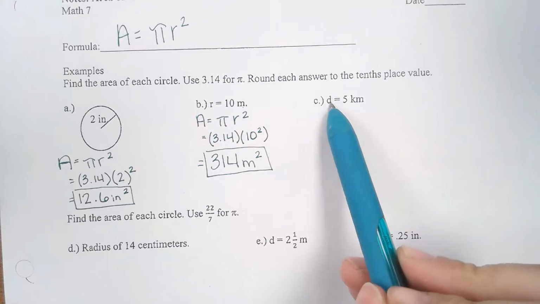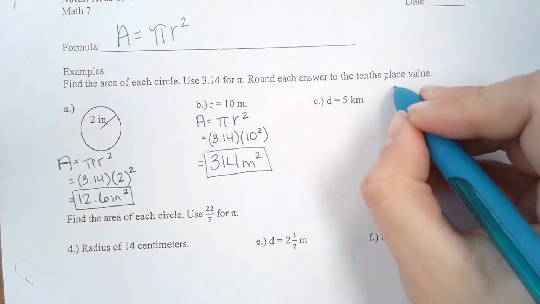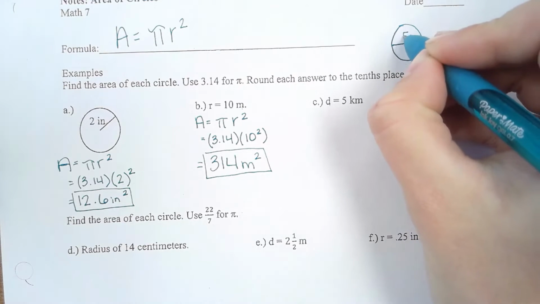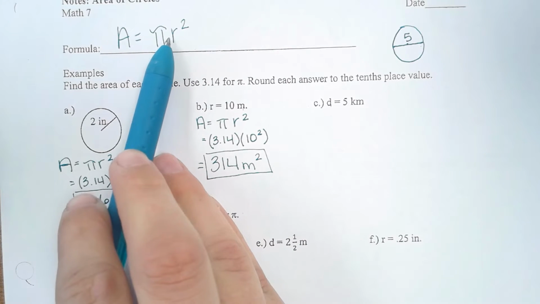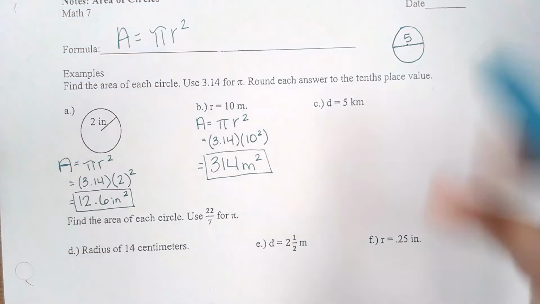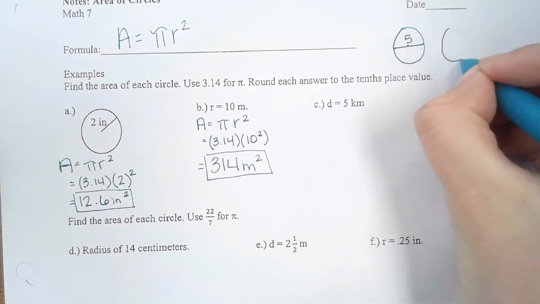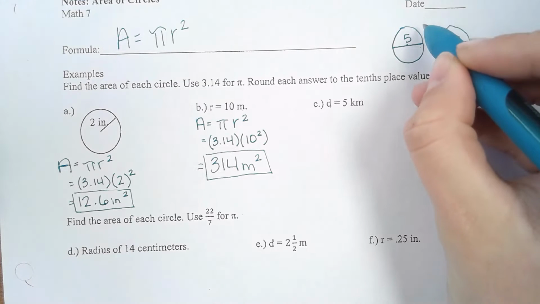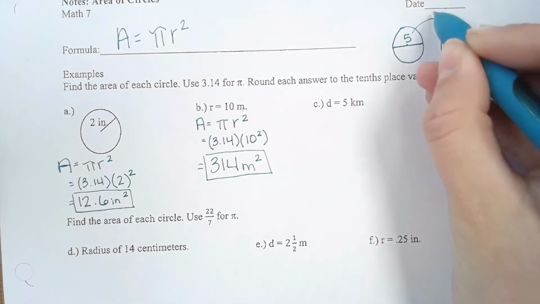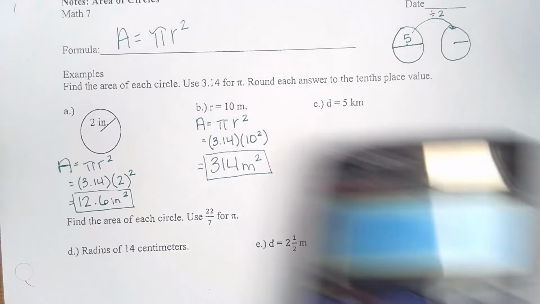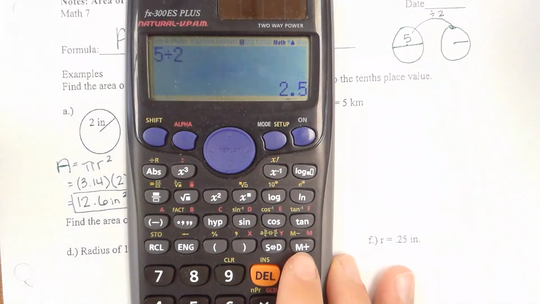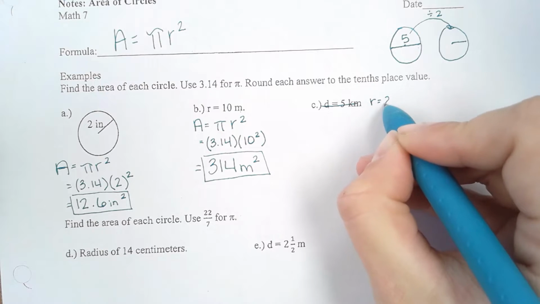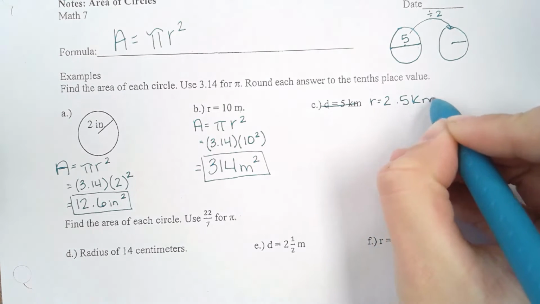Alright, and then the next one says D is 5, so D stands for diameter, so that means that we have a line that goes all the way through the center of the circle, that's 5. But remember, notice how in the formula, we don't want D, we want R. So if you remember, to get the radius from the diameter, the diameter is the line that goes all the way through, radius would just be half of that. So to get half of 5, just take 5 divided by 2, and that will tell us what our radius is. So 5 divided by 2 gives us 2.5. So our diameter, I'm going to cross this out, and I'm going to put radius equals 2.5. Because again, we don't want diameter, we need R.